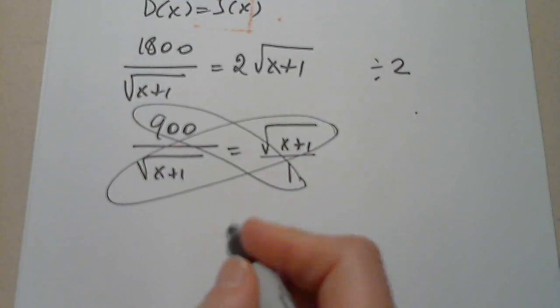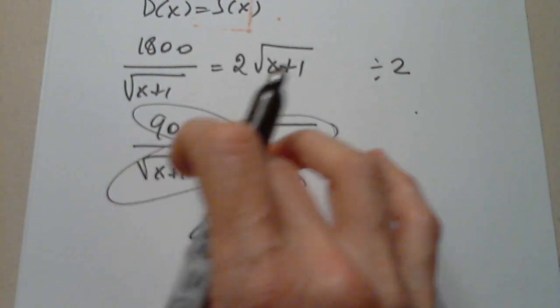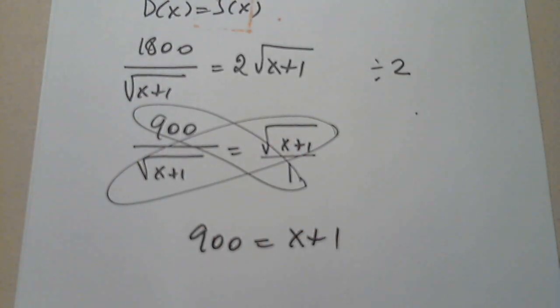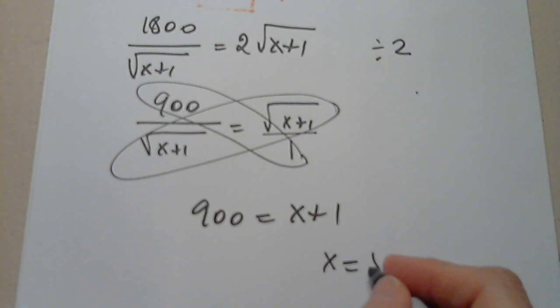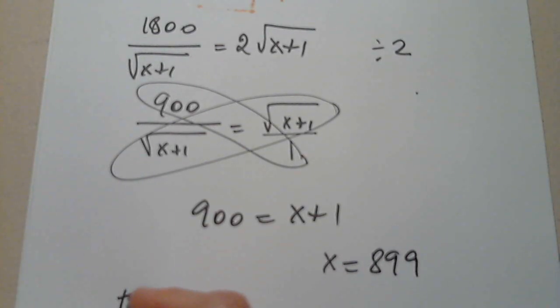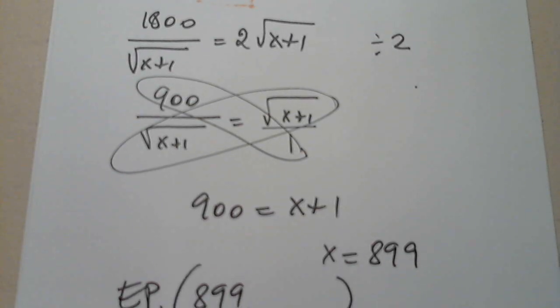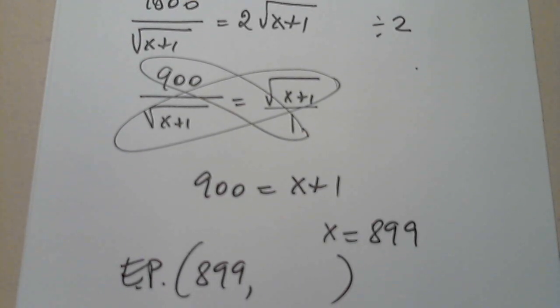Good, so 900 times 1 equals this times this, which is x plus 1. All I have to do is subtract 1, and I get that x equals 899. So the equilibrium point is 899, comma, something. So I have x, now I have to determine y. How do I do that?